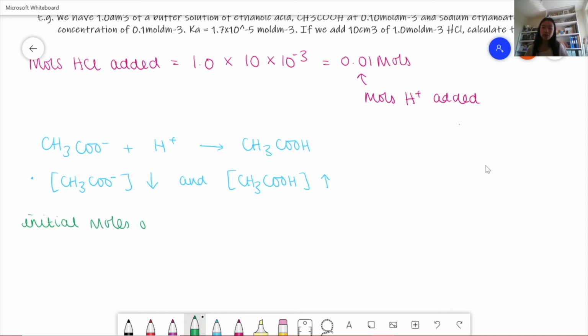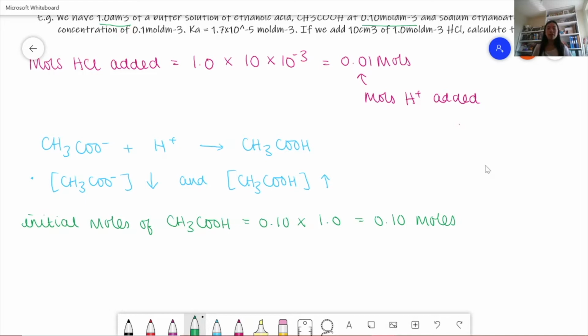So initial moles of ethanoic acid, and we use the concentration times volume again. So we've got 1 decimeter cubed of a buffer solution at 0.1 moles per decimeter cubed. So that means we have 0.10 times 1.0, which is equal to 0.10 moles. Now, we've also worked out that the moles of H plus added is 0.01 moles.